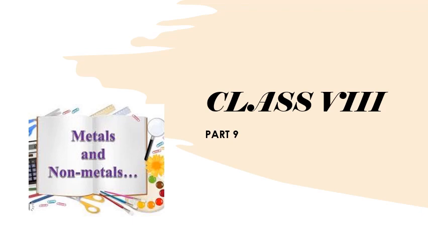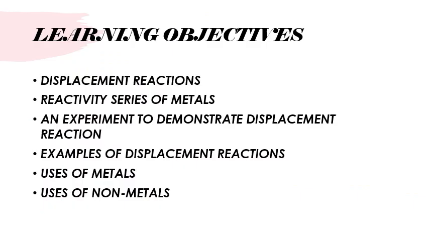Let's move on to the next topics of our chapter, metals and non-metals. So far we have studied the physical properties and chemical properties of metals and non-metals. Today we will study a different thing, which is displacement reactions. Then we'll see what the reactivity series of metals is. Then we'll also do an experiment which will demonstrate the displacement reaction, and we'll see examples of displacement reactions, and we'll finish our chapter with the uses of metals and non-metals.